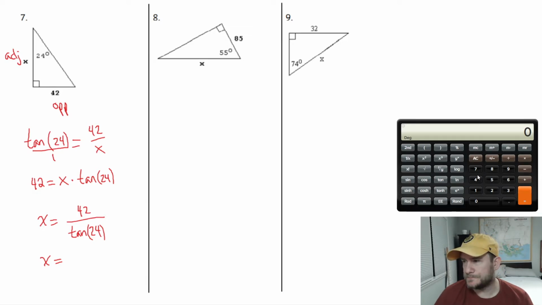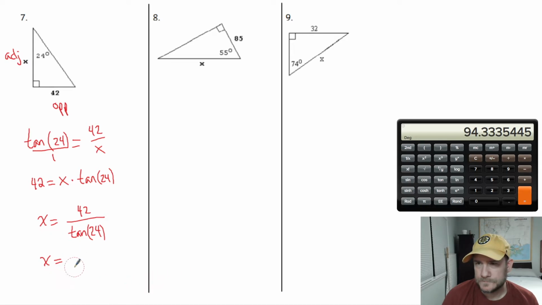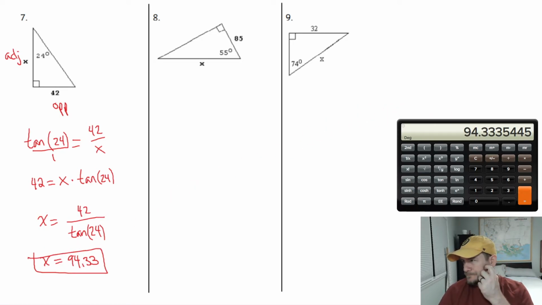So 42. Oops, that's times. I guess you can just switch it. So 42 divided by 24 tan equals 94.33. Yeah, I guess I trust that. 94.33. And the next one.